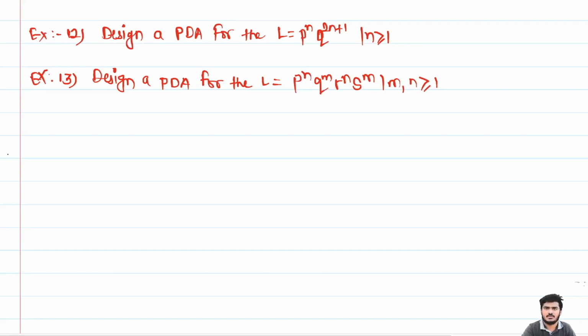Also try to design a PDA for the language p raised to power n, q raised to power m, r raised to power n, s raised to power m, where m comma n is greater than or equal to 1. So I request you to carefully observe this question and try to design a PDA for this particular language. Okay, so in the next lecture I will explain how to solve these examples, but before that I request you to go through it and try to solve these examples.